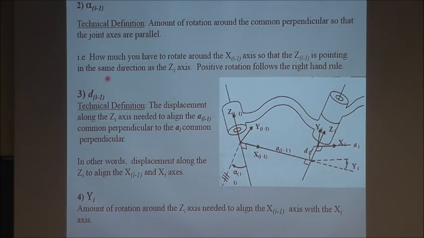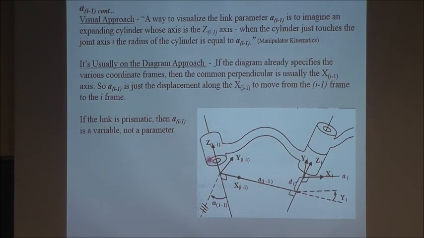Now what is alpha i minus 1? This is the second DH parameter. The technical definition is this: the amount of rotation around the common perpendicular so that the joint axes are parallel. So remember that we move this a_{i-1}. Imagine that this cylinder is aligned here. Then alpha i minus 1 is the amount of rotation which goes from here, you move it and it becomes aligned here.